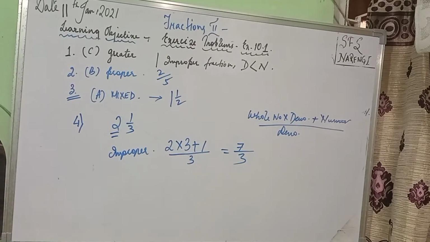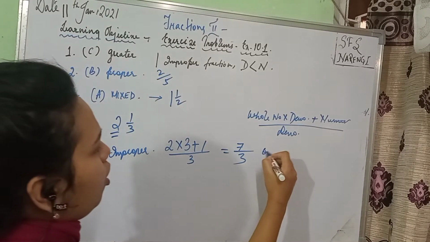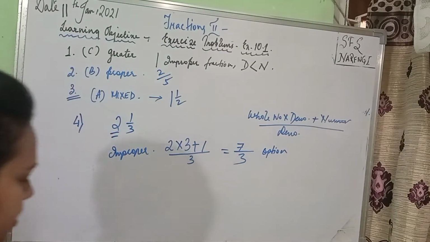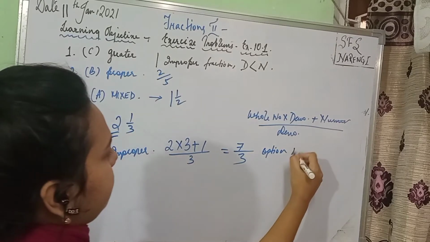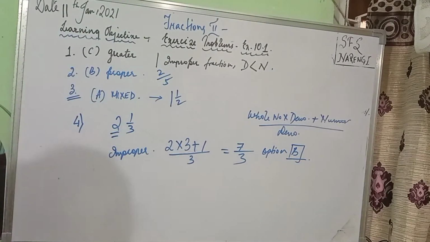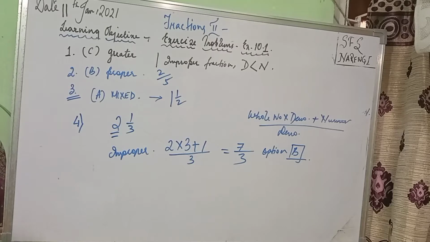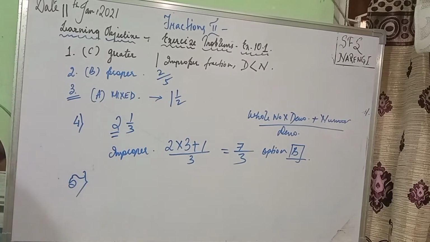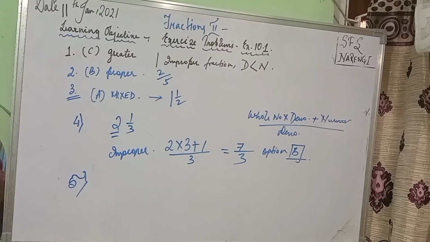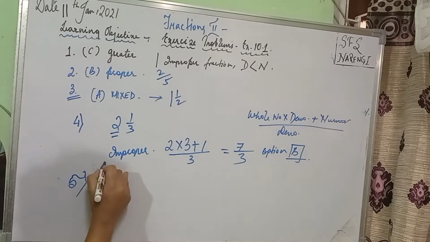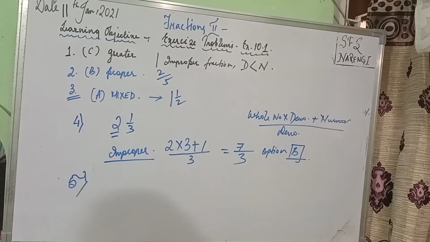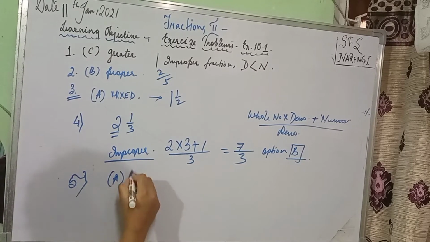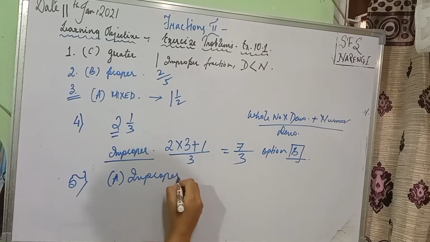So what is your answer, children? The answer is option B. Let's move on to question number 5. In question number 5, children, to add two mixed fractions, what do we do? To add two mixed fractions, the first thing we do is convert them to the improper form. So the answer is option A, improper. Right?